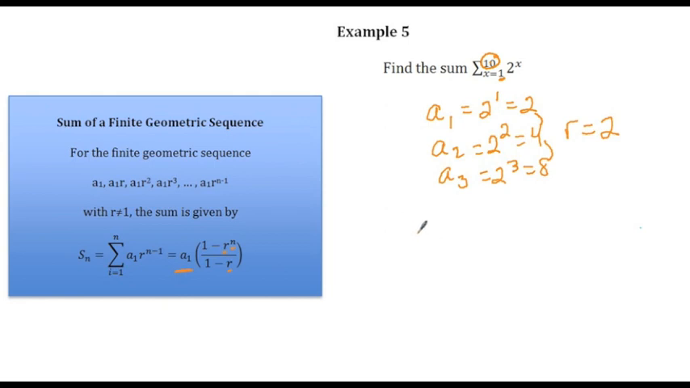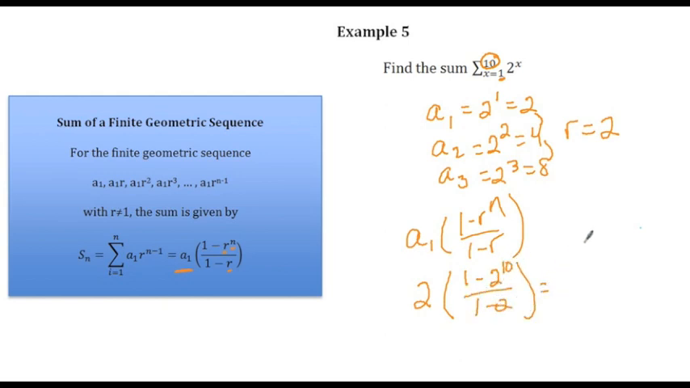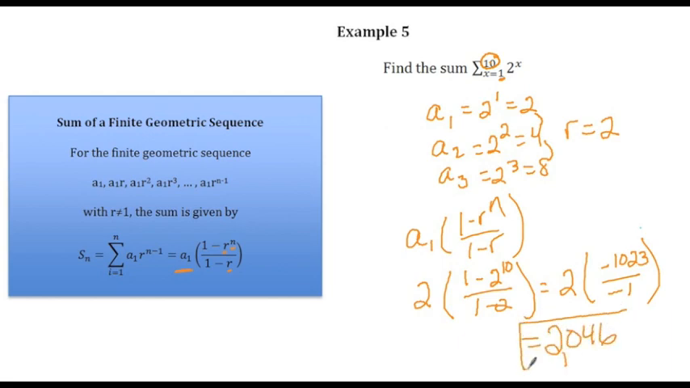So let's plug it in. A sub 1 times 1 minus r to the n over 1 minus r. So we're going to plug it in. The first term is 2. 1 minus 2 to the 10th power over 1 minus 2. And if I use the calculator for that, you get negative 1023 over negative 1, which just goes to 2046 as that answer there.